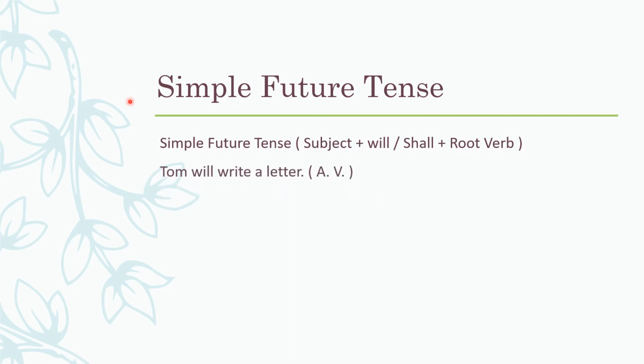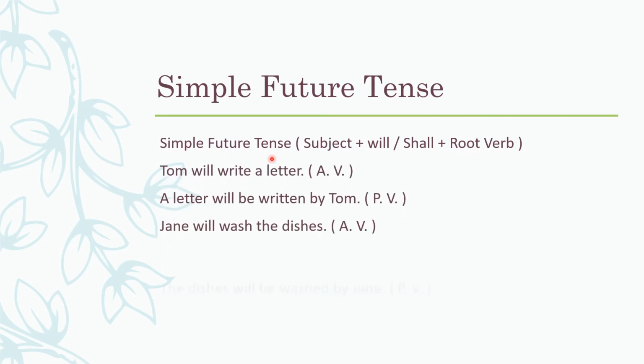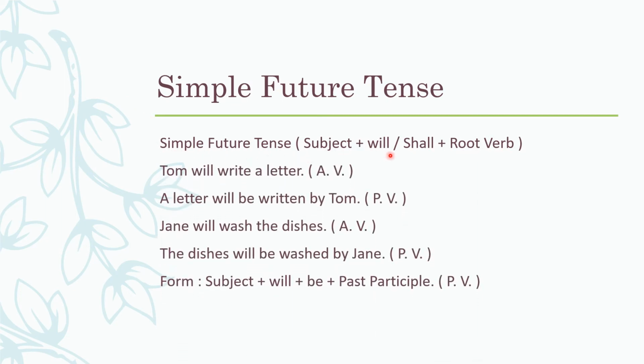Simple future tense. The form of the simple future tense: subject, will or shall, and the root verb or the main verb. Look at this sentence. Tom will write a letter. Active voice. So Tom is the subject, will write is the root verb or the main verb, and a letter is the object. We have to change this into the passive voice.